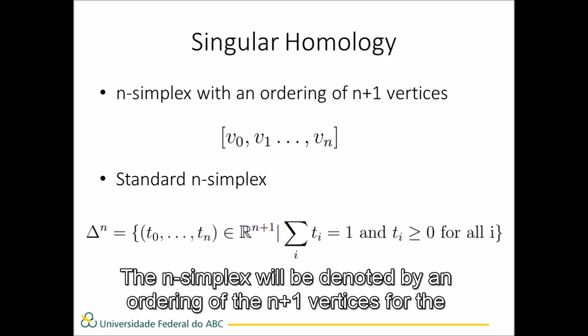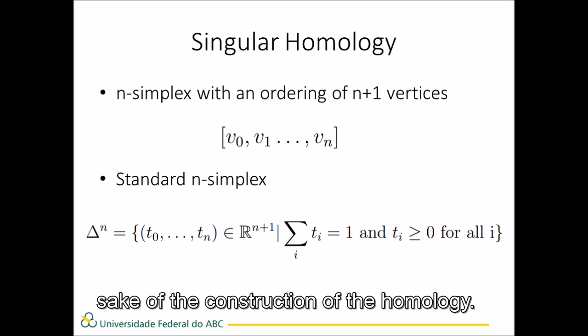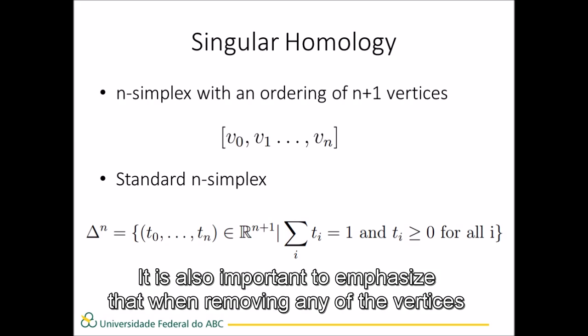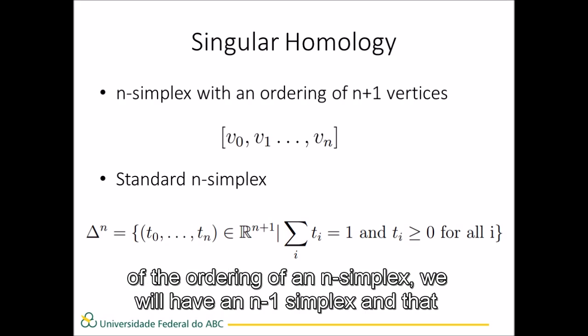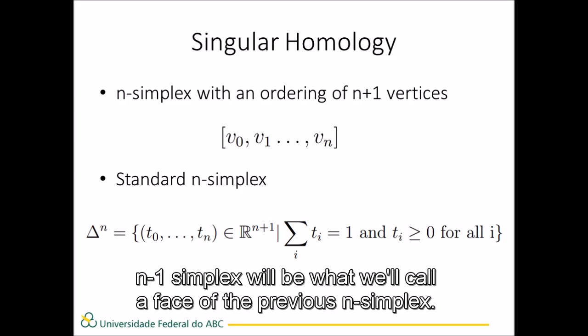The n-simplex will be denoted by an ordering of the n plus 1 vertices for the sake of the construction of the homology. It is also important to emphasize that when removing any of the vertices of the ordering of an n-simplex, we will have an n minus 1 simplex, and that n minus 1 simplex will be what we'll call a face of the previous n-simplex.